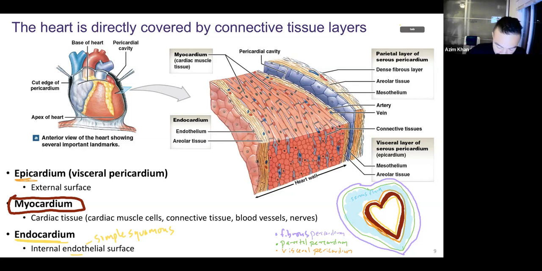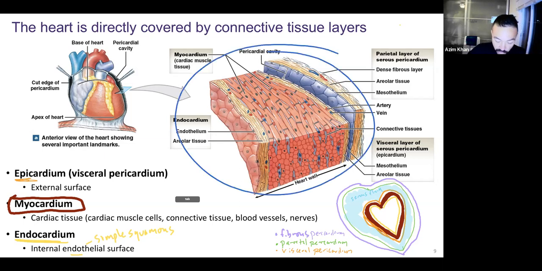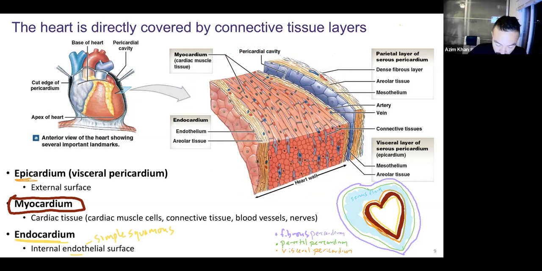If you take a look at this diagram right here, it's showing a blow up of that. We have our endocardium, this layer right here. We have the myocardium, where we have those branched cardiac muscle cells. We've got our epicardium or visceral pericardium right here.